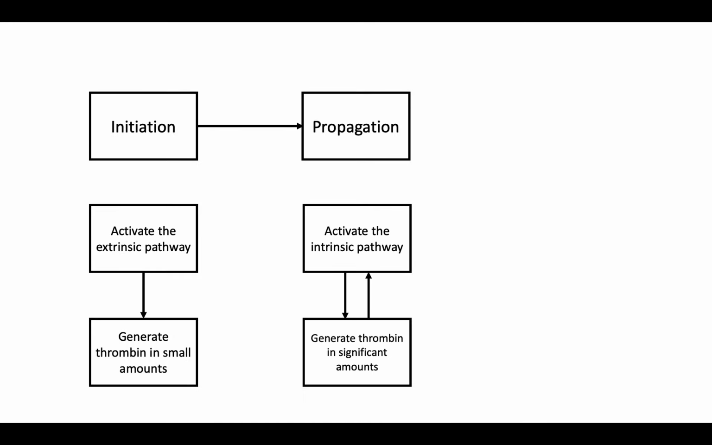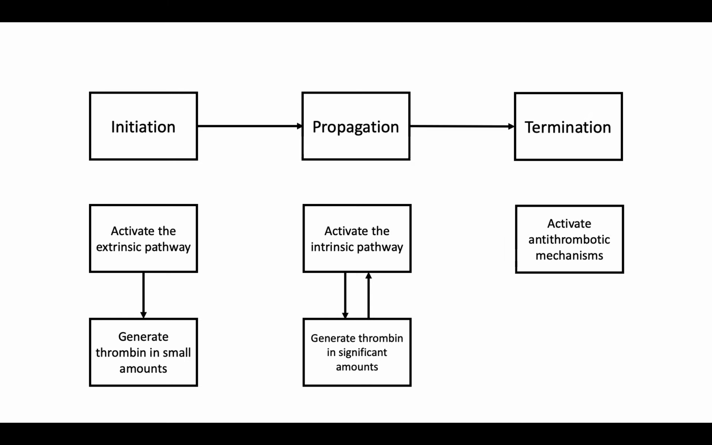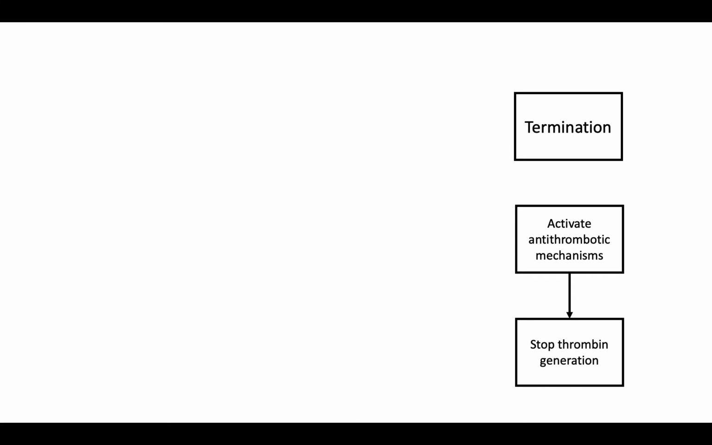Let's recap. In step 1, we started with clot initiation, in which we activated the extrinsic pathway to generate thrombin in small amounts. This process led us to the second step of clot propagation, in which we activated the intrinsic pathway, allowing us to continuously generate thrombin in large amounts. The third step in this process is clot termination, in which we activate antithrombotic mechanisms to stop thrombin generation. To this end, our next video will focus on step 3, clot termination.